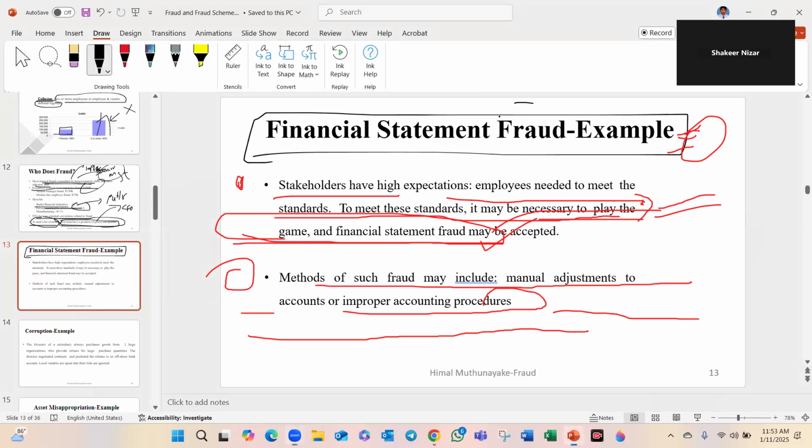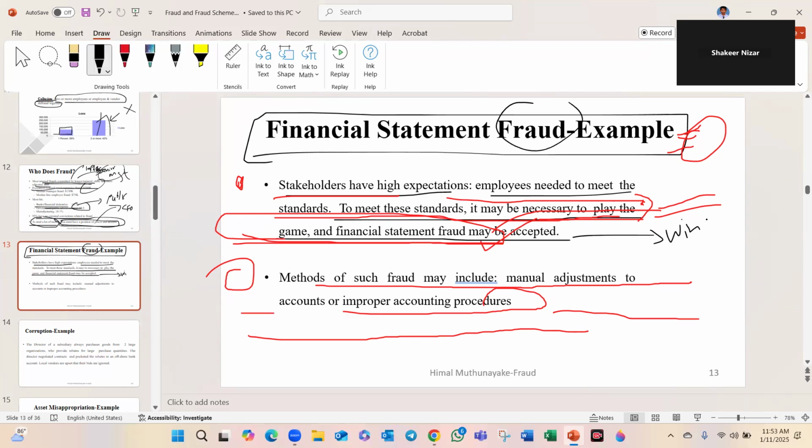Financial statement fraud example. Stakeholders have high expectations, and employees need to meet the standard, so they may play the game. Financial statement fraud may occur this way. You are doing window dressing, manipulating the financial statements, boosting and exaggerating the company's actual performance. Performance is measured through the P&L, and liquidity is seen in the SOFP.